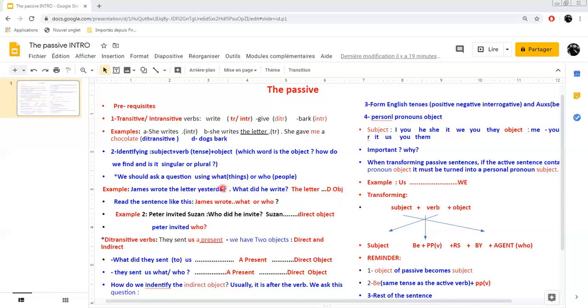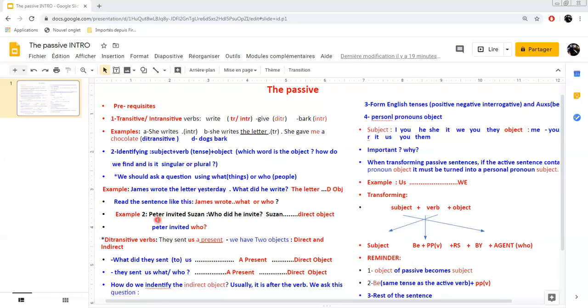If you cannot formulate this kind of question, just to help you, of course, this is not correct English, but to help you save your day, you read the sentence like this: James wrote what yesterday? If it is a thing, you say what, and if it is a person, you say who. So we say James wrote what yesterday. So the answer is the object. If you don't have an answer to what or who, then it is an intransitive verb.